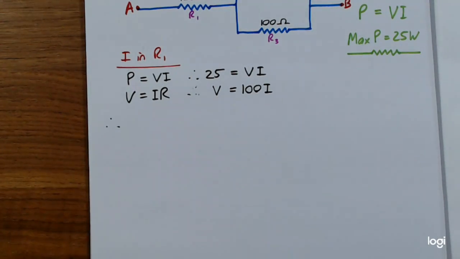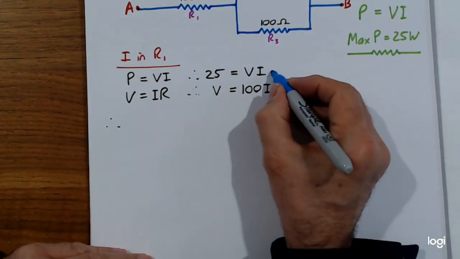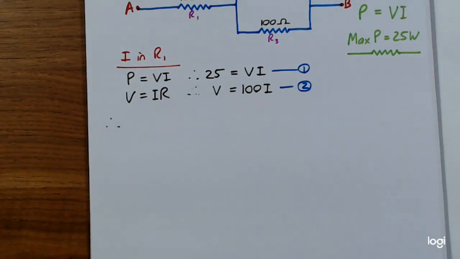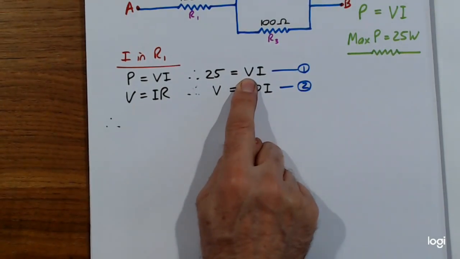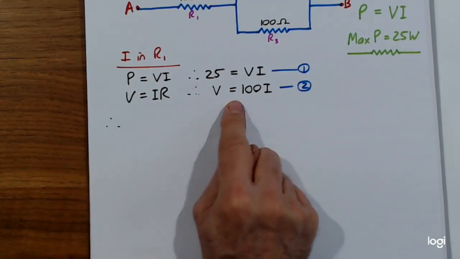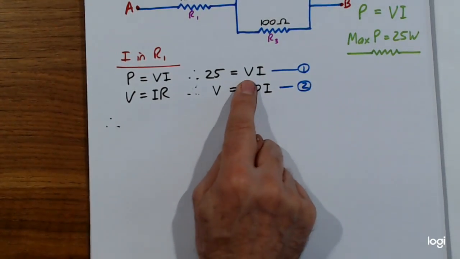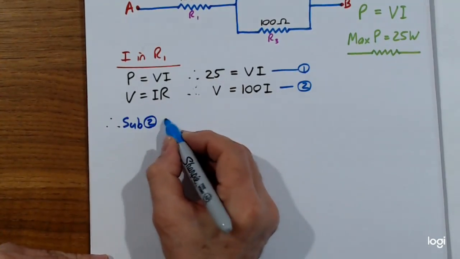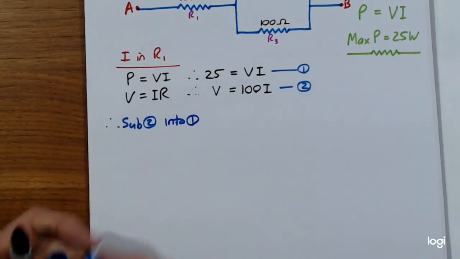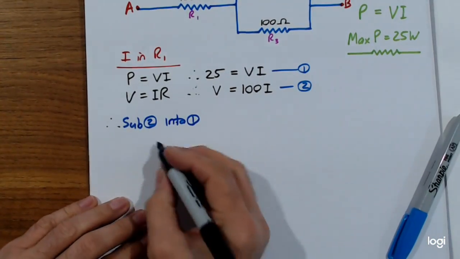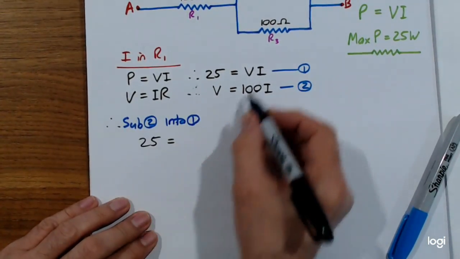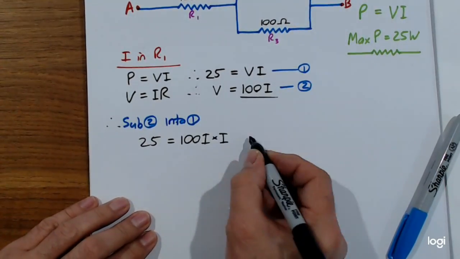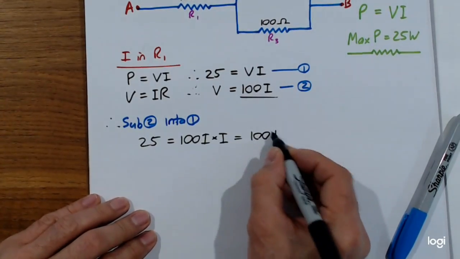Now I'm hoping you've done simultaneous equations before. You should have. So I'm going to call that equation 1 and that equation 2. And you substitute one of them into the other. Instead of writing V there, because V equals this, I can just write that instead of V. So I'm going to substitute equation 2 into equation 1. So this is what you get. You rewrite equation 1: 25 equals V, which is that, times I, which is 100I squared.